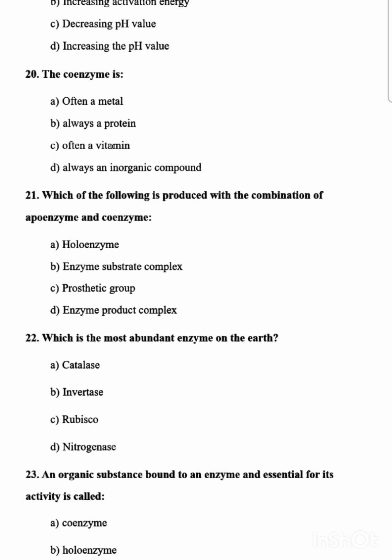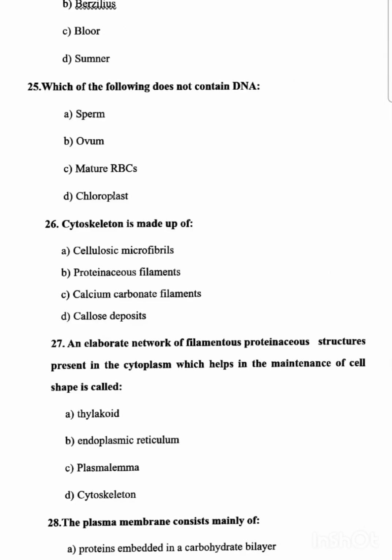Next, the organic substance bound to an enzyme and essential for its activity. So, what is the organic substance bound to the enzyme and essential for its activity? It is called the coenzyme. Option A, coenzyme. The scientist who coined the term enzyme. Option A, Kuhne.